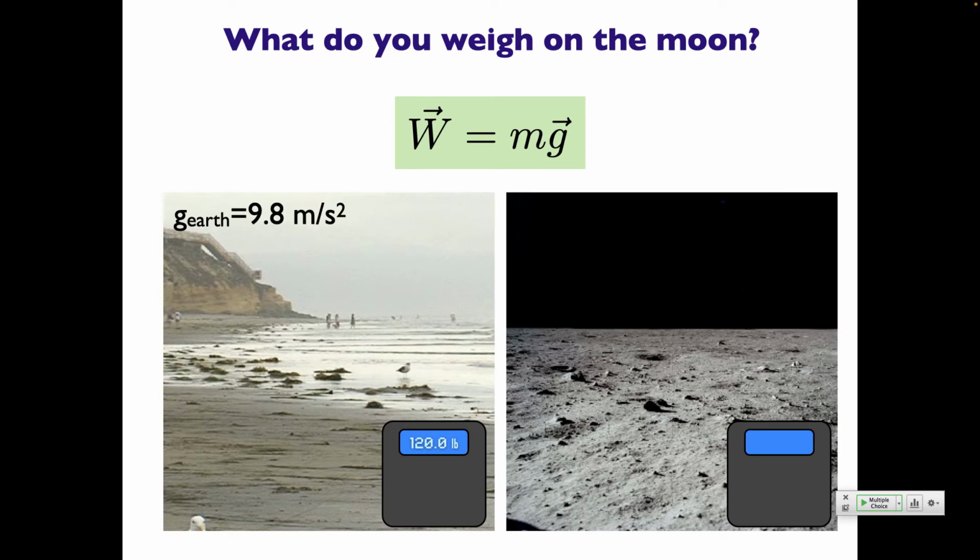So the G for Earth is 9.8. G for the moon is 1.6. Yes? So is 120 pounds equal to 120 newtons? No. You don't necessarily have to convert. I would recommend using a ratio. If you want to know how many it is in newtons, 120 pounds is 534 newtons. Yeah, like 20 pounds. Good job. Ratios. Ratios are your friend. But take a second to think about it.